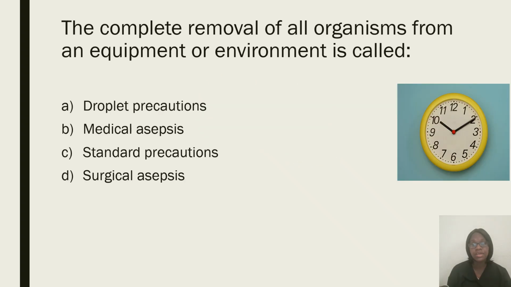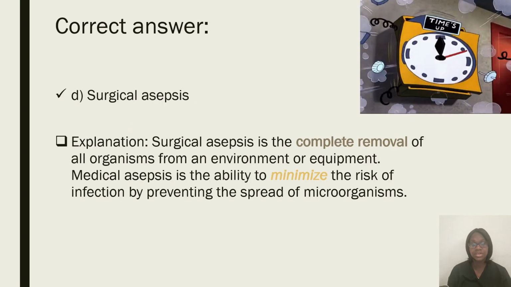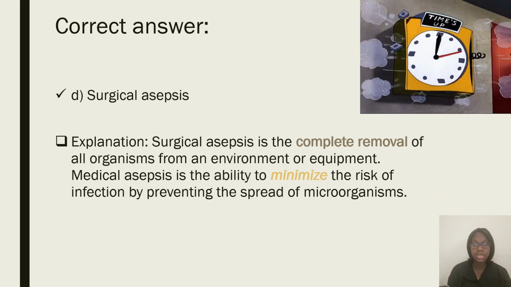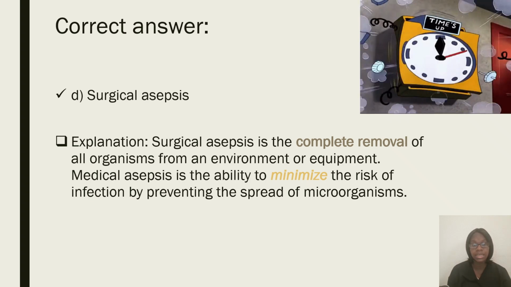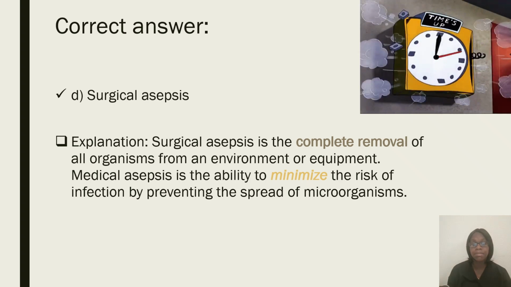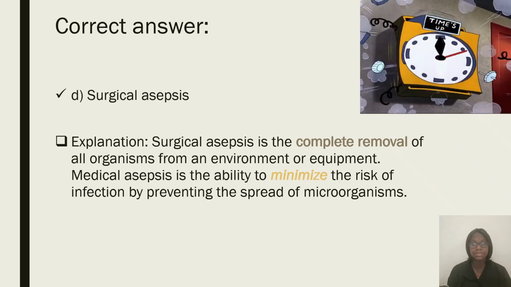The complete removal of all organisms from an equipment or environment is called: droplet precautions, medical asepsis, standard precautions, or surgical asepsis? Surgical asepsis is the correct answer. This is the complete removal of all organisms from an environment or equipment. Medical asepsis is the ability to minimize the risk of infection by preventing the spread of microorganisms.